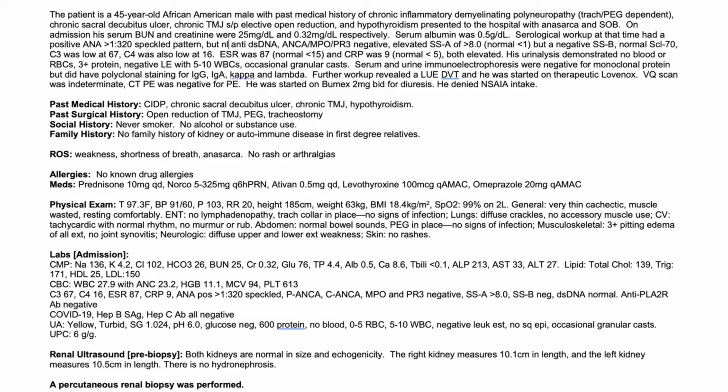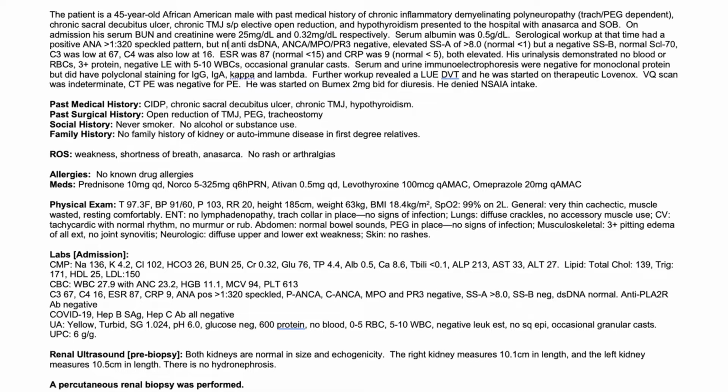Serological workup at that time had a positive ANA greater than 1 to 320 with a speckled pattern, but normal anti-double-stranded DNA, and ANCA, MPO, and PR3 were negative. His SSA was elevated at greater than 8, with a normal being less than 1, and a negative SSB. Normal SCL70 as well. C3 was low at 67. C4 was also low at 16. His ESR was high at 87, and CRP was high at 9. His urinalysis demonstrated no blood or RBCs, 3-plus protein, negative leuk esterase with 5 to 10 WBCs, and occasional granular casts. Serum and urine immunoelectrophoresis were negative for monoclonal protein, but did have polyclonal staining for IgA, IgG, kappa, and lambda.